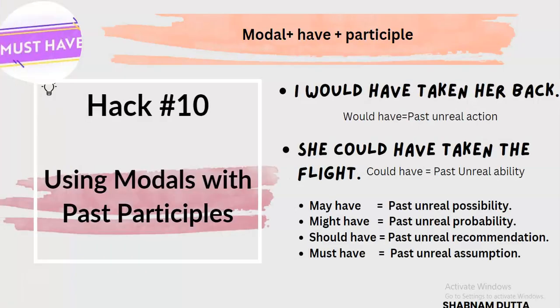Hack number 10 introduces using modals like might have, could have or should have with past participles. These combinations express past possibilities, necessities or permissions. So, have a look at the examples and observe them carefully. And also, don't forget to note down the CHIT formula.